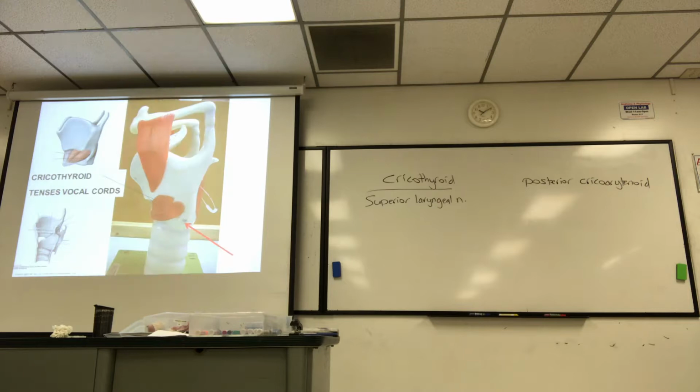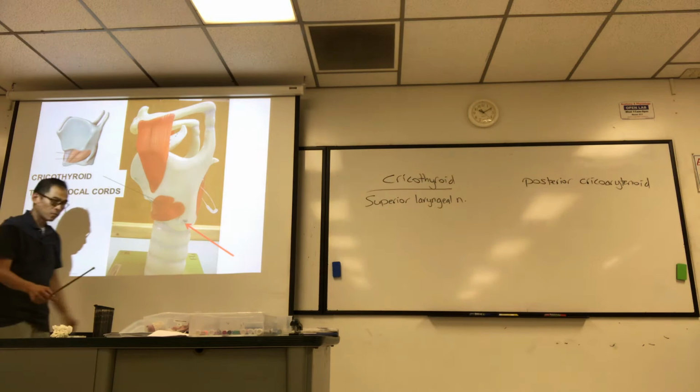Anyways, here's the action. We have a functional model over there. It's a screw that allows the pivot of this muscle. The action of this muscle is that you pivot this forward, and it tenses the vocal cords for higher pitch in your voice.